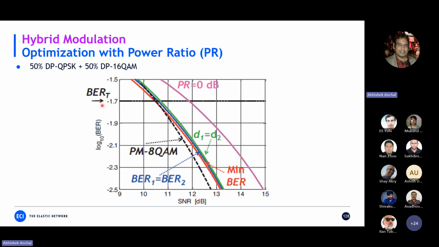They did simulation as well as measurement, and for example, if you use QPSK and 16QAM, which is not preferable because they are far away from each other, and you use 50% QPSK and 50% 16QAM, the result should be in between, so it will be like 8QAM. So they tried 50%, 50% with different power ratio strategies, and they found that the power ratio of 0 dB has very bad performance, while the other three have performance very similar to 8QAM, which suggests that you can use these power strategies.